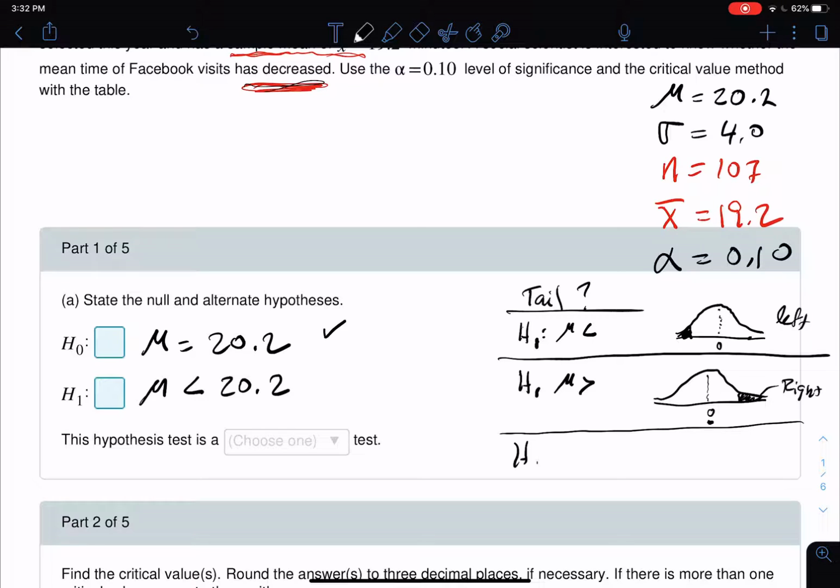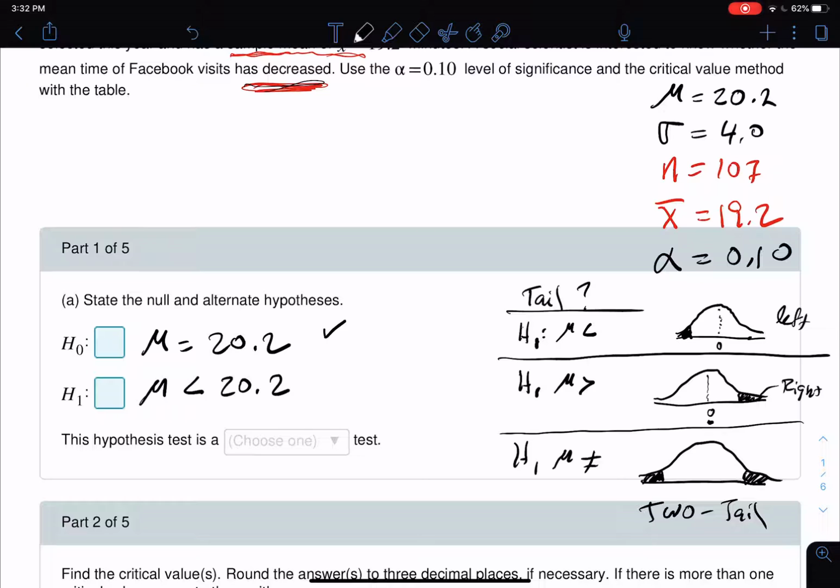And our third case is when the alternate hypothesis says something like not equal to. And if it's not equal to it, it could be less than or greater than. So we have to test for both sides of it. And that's why it's a two-tailed test, because you can't just test above or just below. We have to test both. So that would be two-tailed.